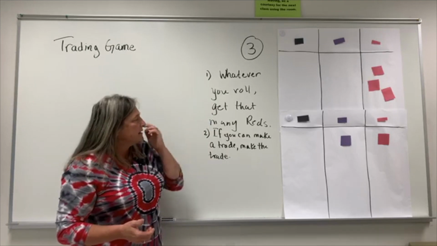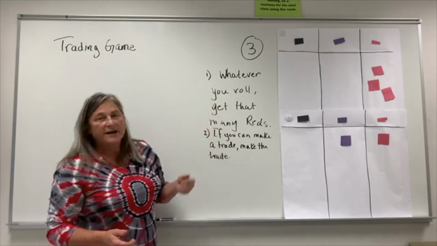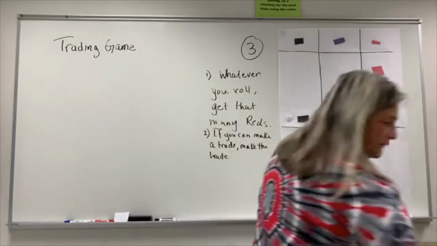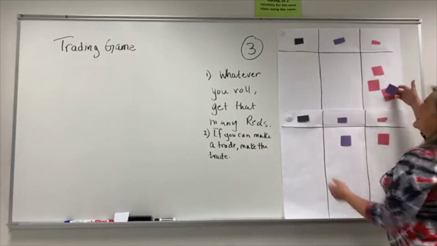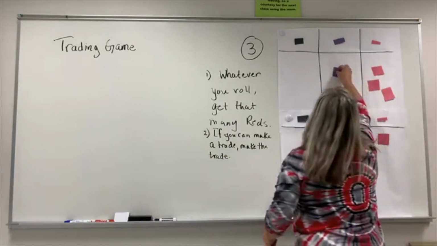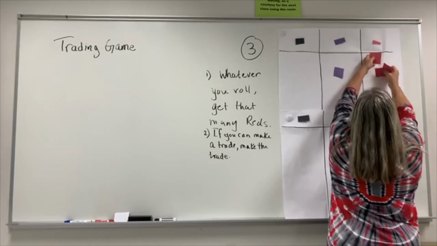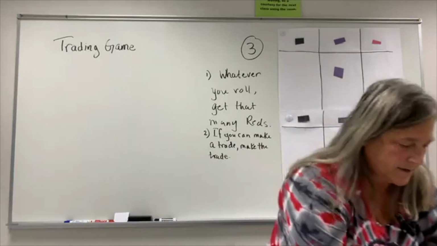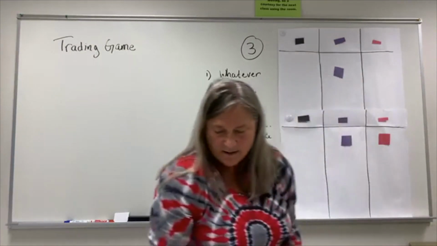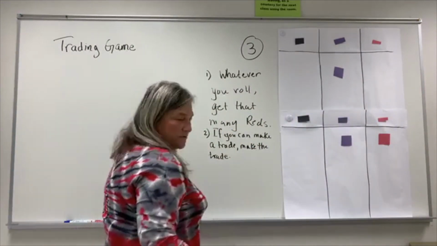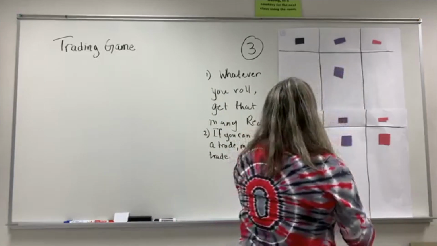So I have 3 reds. I'm going to take those 3 reds and trade them in for a purple. Because our trade value is 3, 3 reds is a purple. That means I don't have these anymore. I traded them in. Let's put these right here. So now, next turn is 2. They got 2 reds. We'll put those up here.